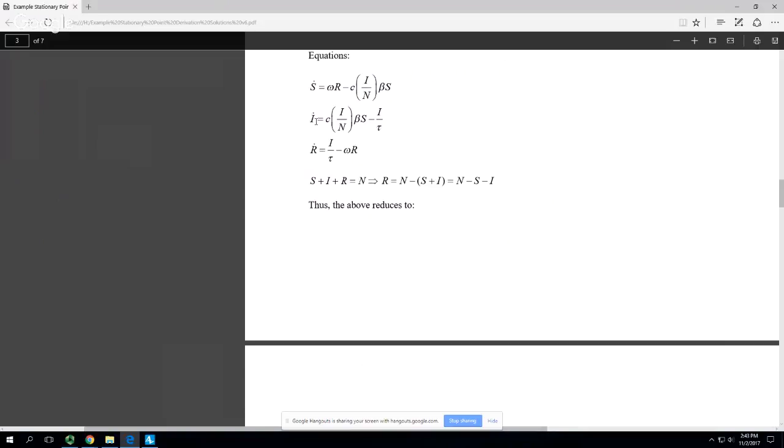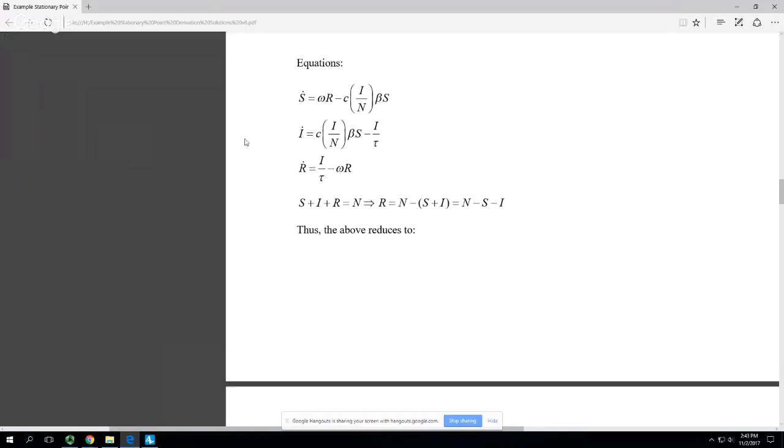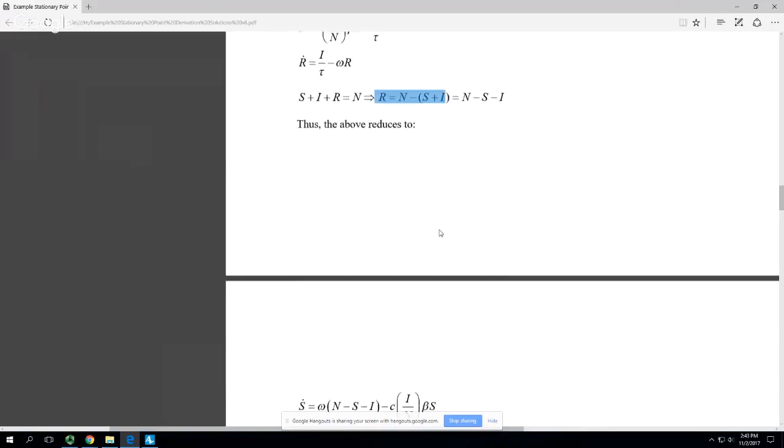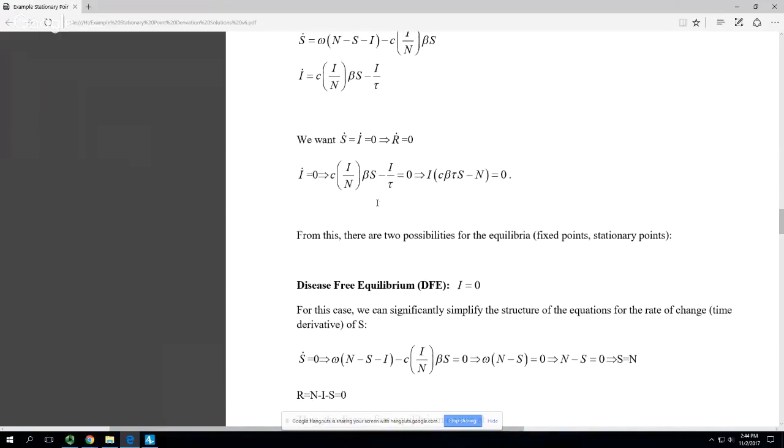Now, because this population is circulating among S, I, and R, it's not leaving. New people aren't coming in, new people aren't dying. The total population is constant. S plus I plus R equals N, and therefore we can express R as N minus the quantity S plus I. So we don't need to solve for R. We could just solve for S and I, and whatever the values of S and I are, we can determine R through this equation here. It's N minus quantity S plus I. Okay, so in short, we can go to something like this.